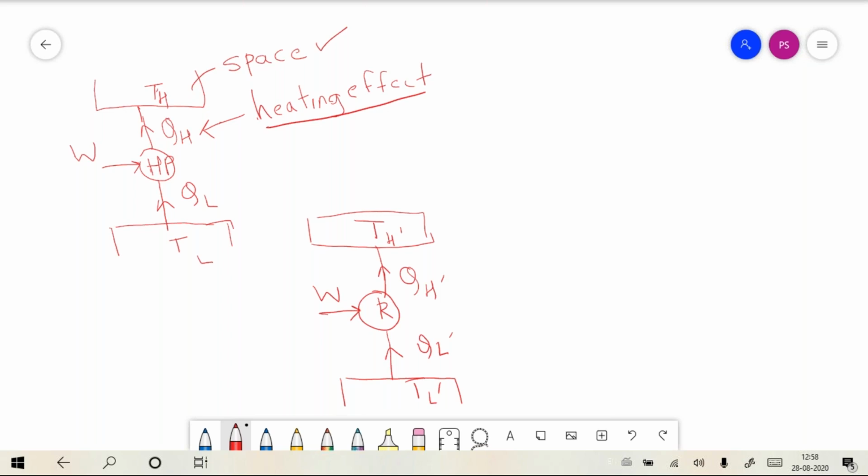Whereas when you are talking about a refrigerator, we are interested in lowering the temperature. So for lowering the temperature, we are interested in the cooling effect, or what is called the refrigerating effect. That is the desired effect in case of a refrigerator. So obviously, in your refrigerator, the desired effect is QL, and in case of heat pump, the desired effect is QH. So those who are saying that it is the same in both cases are wrong. So that is the answer.